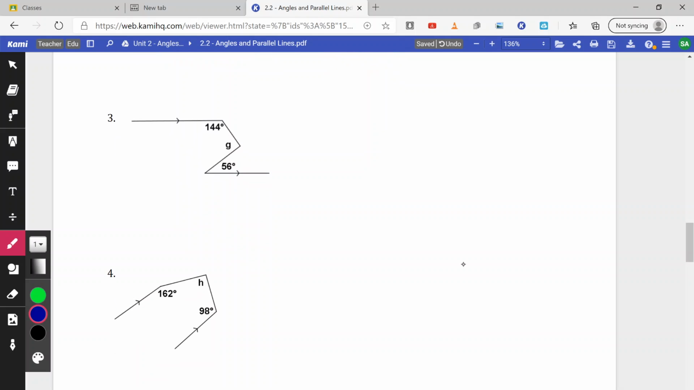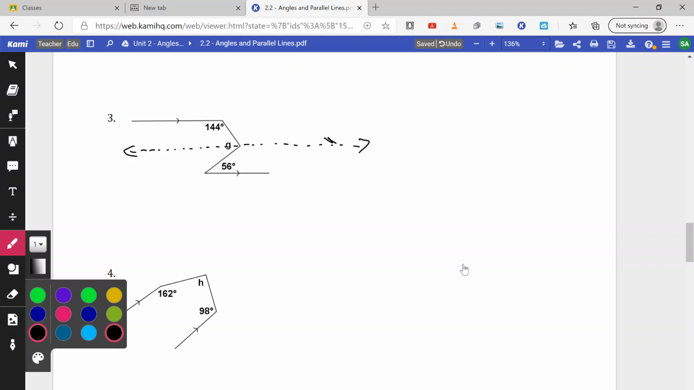Number 3, I have these two parallel lines up here and on the bottom. I got a nice little indent here where we got G. We were told 144 degrees up here on the top, 56 degrees on the bottom here. Question becomes, how am I supposed to figure out what G is? So this is where that auxiliary line comes into play. So an auxiliary line is nothing more than kind of a created line that I run through that runs parallel to our given lines.